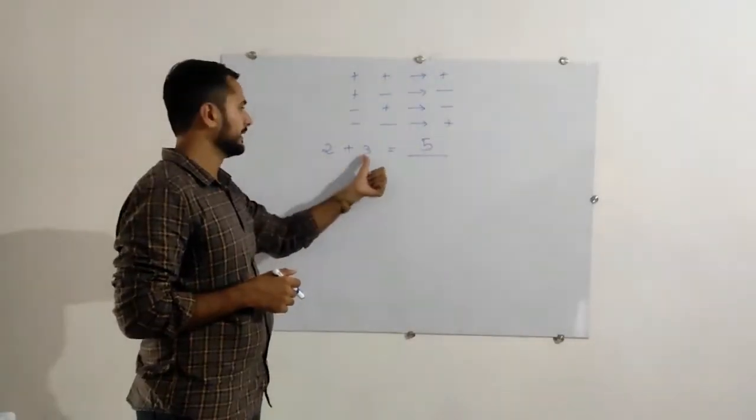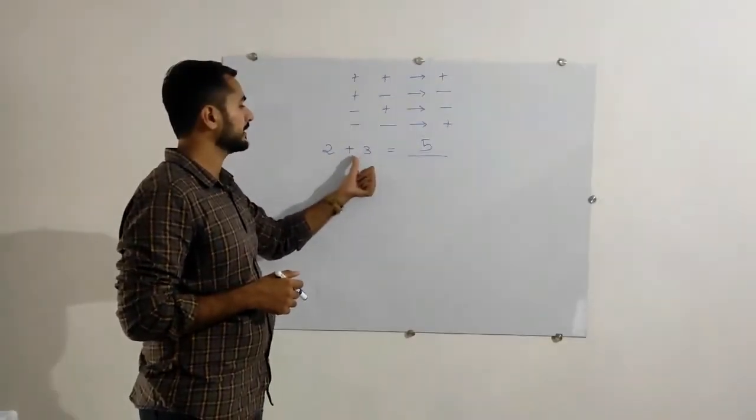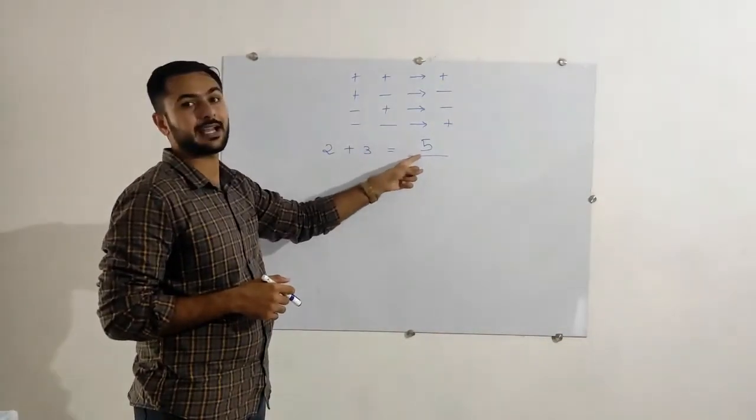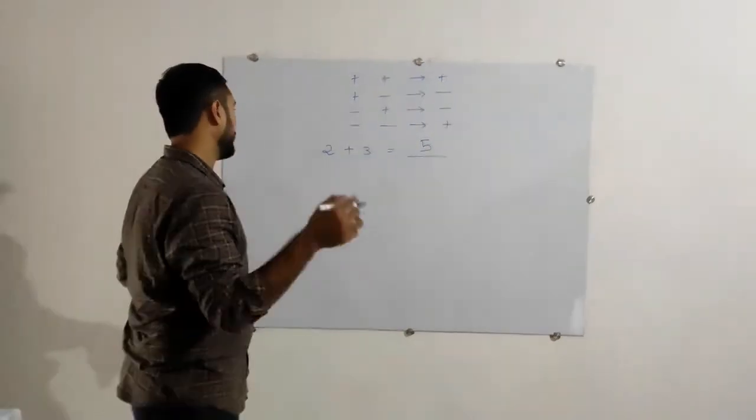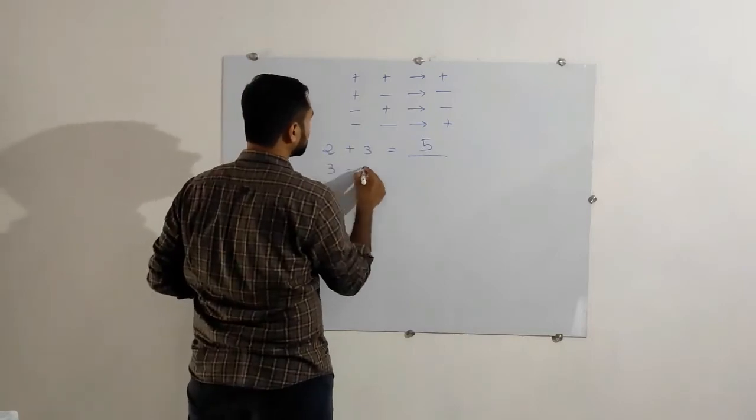Which is the bigger one? Yes, the 3 is the bigger one. It means 3 having the plus sign, so we will put plus sign here. Fine. Okay. Now another number, that is 3 minus 5.